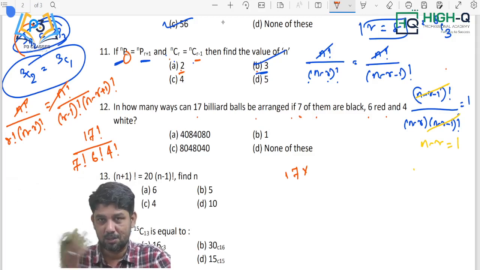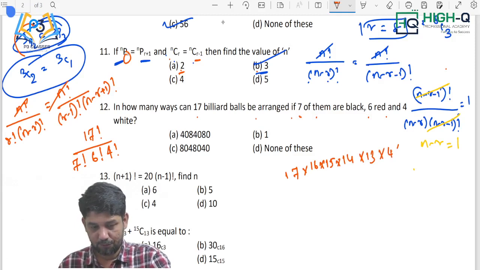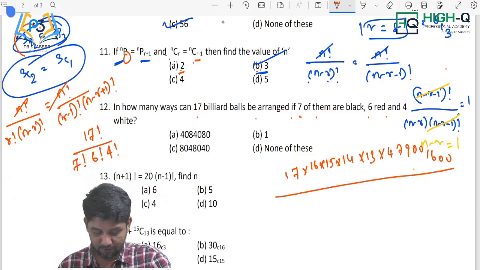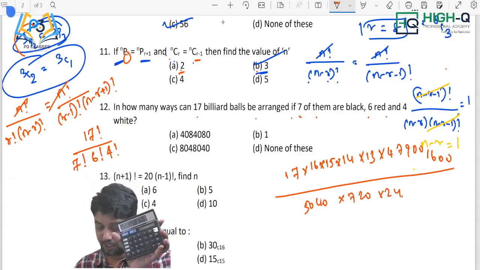8 factorial is 40,320 into 9 into 10 into 11 into 12. Let me write up to here. 17, 16, 15, 14, 13 into 479001600. Of course, it's a waste of time. 7 factorial is 5040, 6 factorial is 720, 4 factorial is 24. So I already have 479001600 in the calculator.